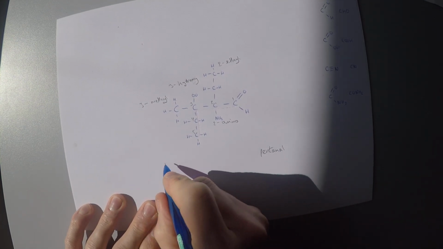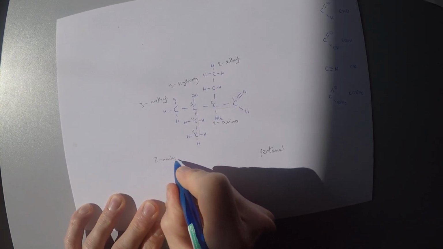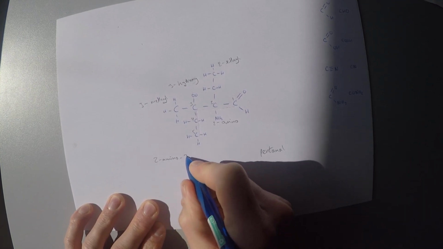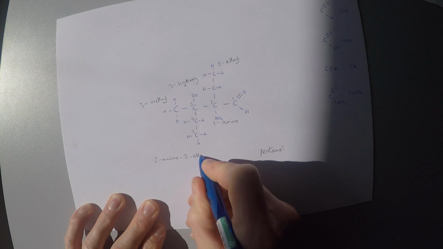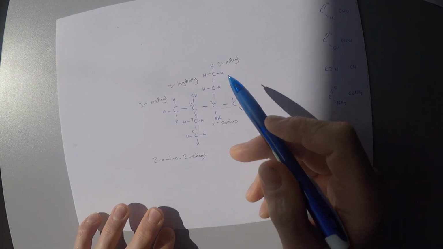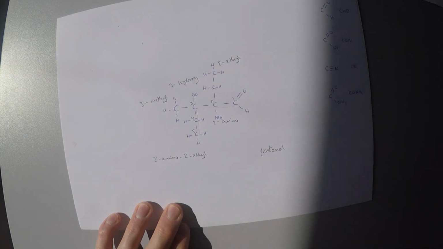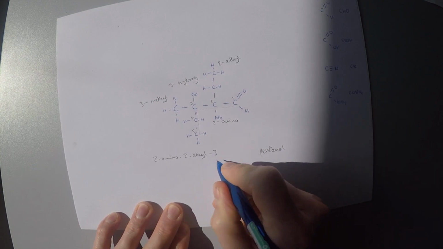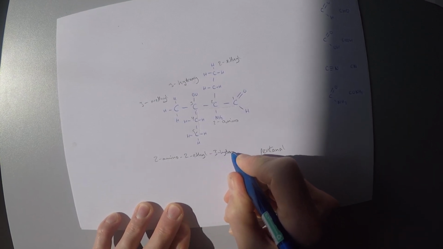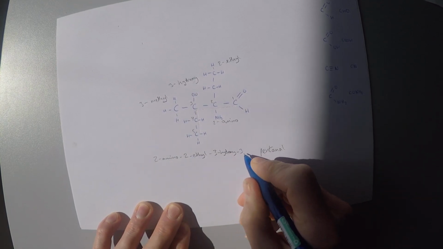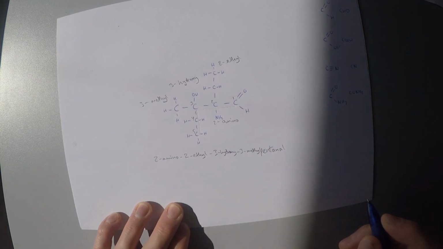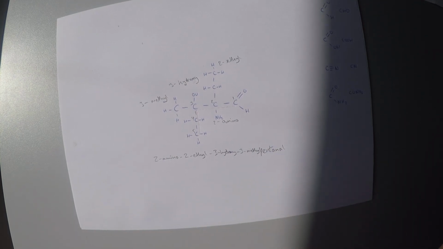We then need to put these prefixes in front of our name, and before we put them in, we must arrange them into alphabetical order. So the first of them is going to be our 2 amino group, so 2 amino, then 2 ethyl. Now the fact that they're both on carbon 2 is irrelevant at this point. It's because of the first letter in the name here, so A and then E. Then we're going to have our 3 hydroxy, and then our 3 methyl. Notice how I've separated the numbers from the words with little hyphens.